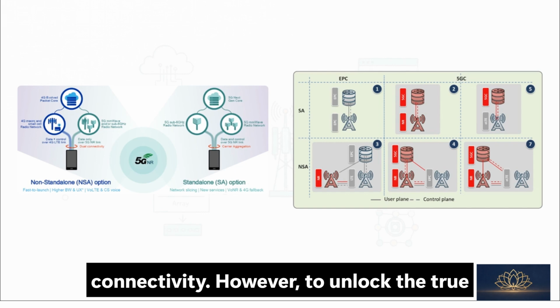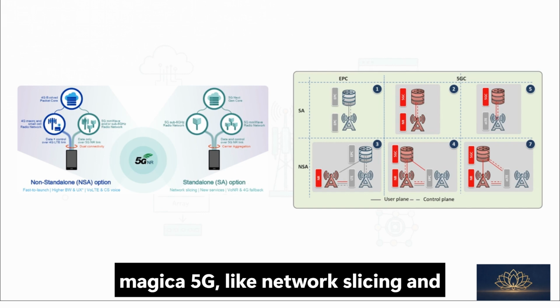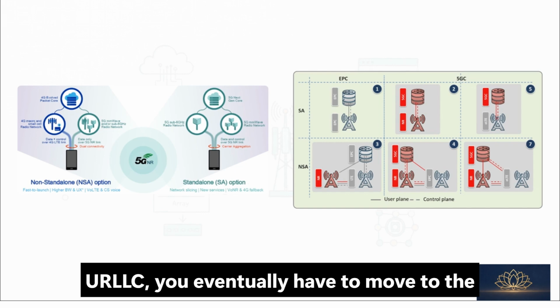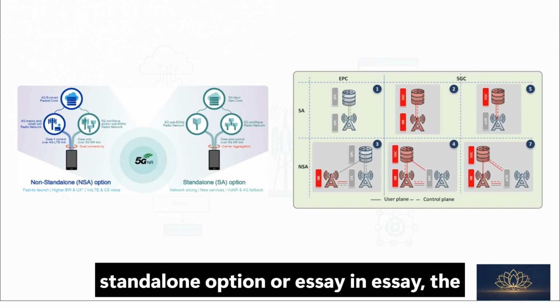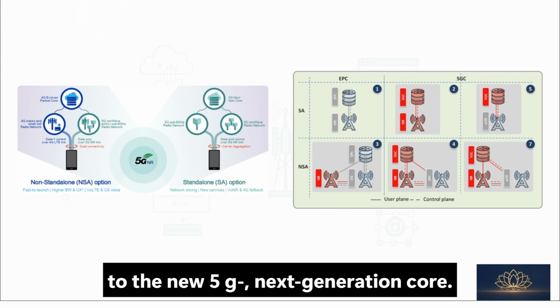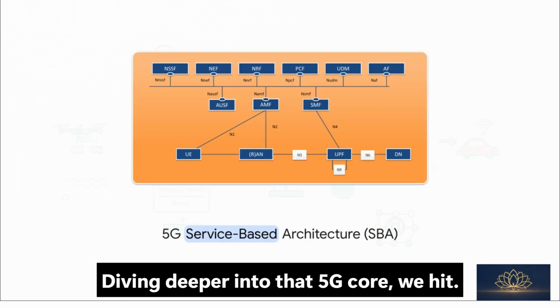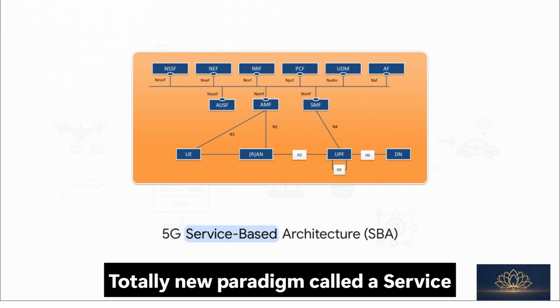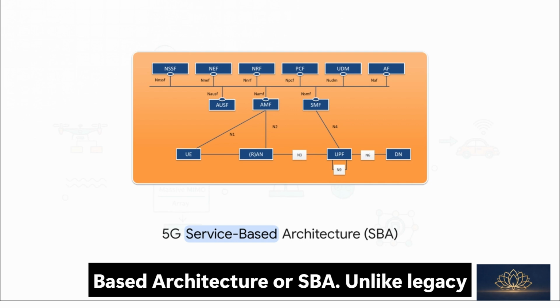However, to unlock the true magic of 5G, like network slicing and URLLC, you eventually have to move to the standalone option, or SA. In SA, the 5G radio connects natively and directly to the new 5G next-generation core. Diving deeper into that 5G core, we hit a totally new paradigm called a service-based architecture, or SBA.